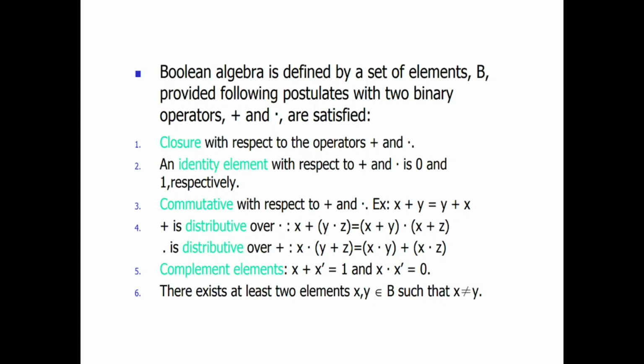And the complement elements with respect to plus: x plus x dash is equal to 1. So normally we know that the complement of x is x dash, and when it is defined with respect to the operator plus, the value is 1. X plus x dash is equal to 1, and with respect to dot, x dot x dash is equal to 0. And there exist at least two elements x and y which belong to the set B such that x not equal to y.